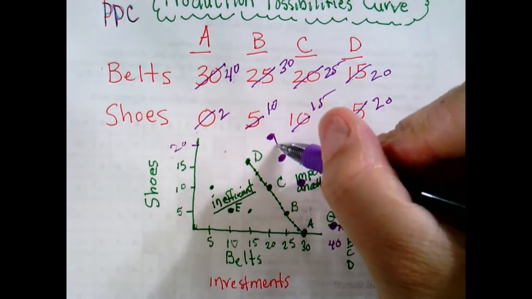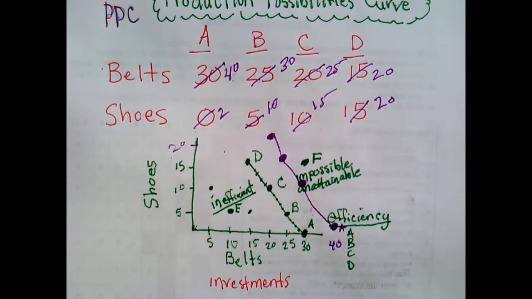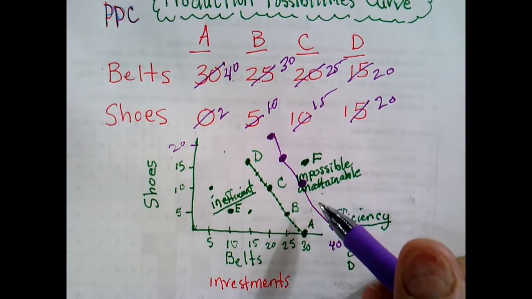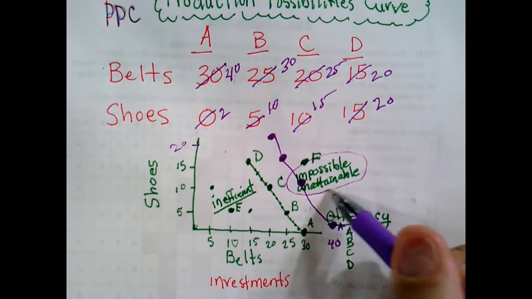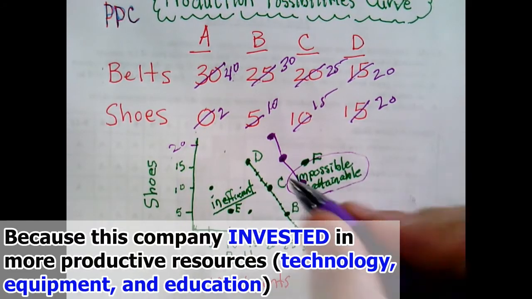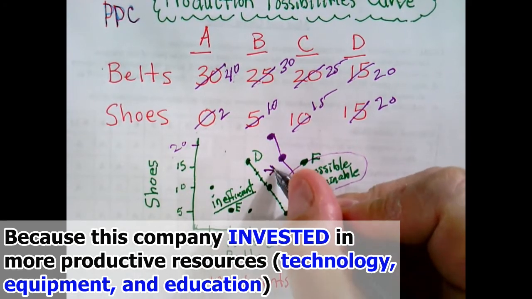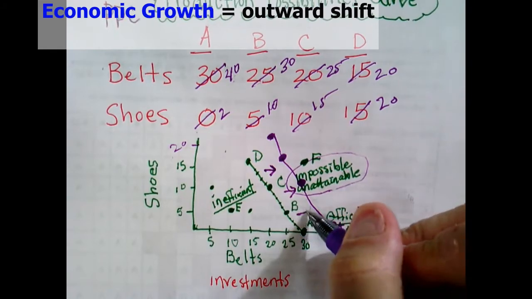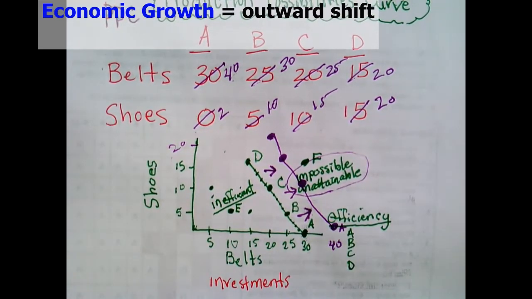Now if we make our line here, what just happened? That impossible point that we couldn't reach earlier, that we could not produce at, now we are able to produce at that point. Why? This is what's known as economic growth. Whenever the curve or the line shifts outward, notice it shifted outward. That is due to an increase in resources, productive resources.